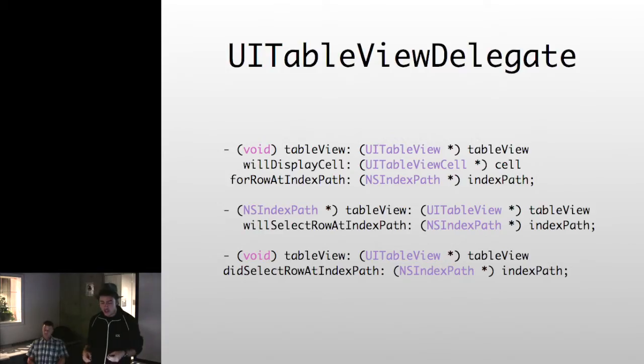And some interesting methods here. So there's will display cell for row at index path. That gets called right before a cell is about to appear. So if you want to do some last-minute customization of what shows up in that cell, you can do it there. There's also will select row at index path. That's right just as they're about to finish selection. So basically right when the touch comes down, that'll get called saying, okay, the user tapped this cell, what should I do? And then there's also did select row for when the selection actually completed. And we'll see in a little bit why the difference between those might be useful.